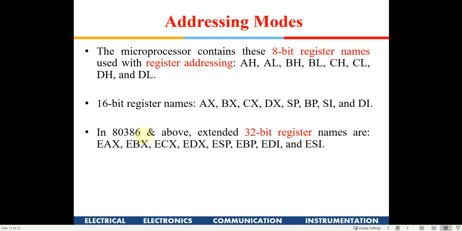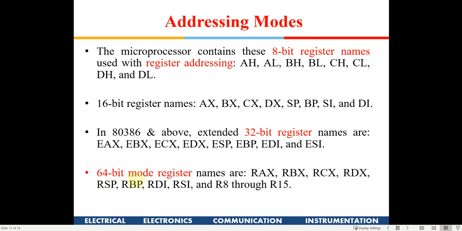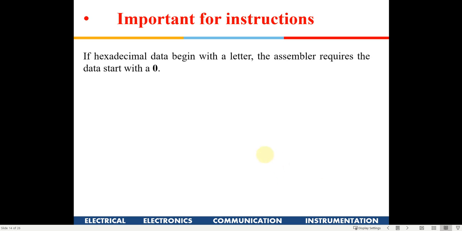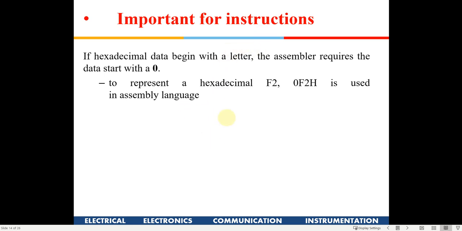80386 and above have 32-bit registers, so they are named EAX, extended AX, extended BX and so on. It is beyond 16-bit, so they are 32-bit registers. Then the 64-bit registers are RAX, RBX and so on. We are not going to learn all of them. We are going to restrict ourselves to 8086 in this course. These are some things you need to take care of when you are writing the code.